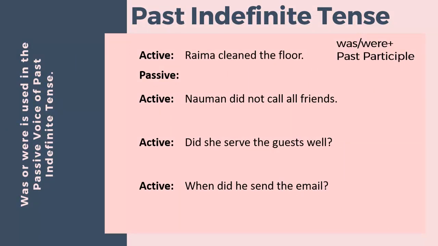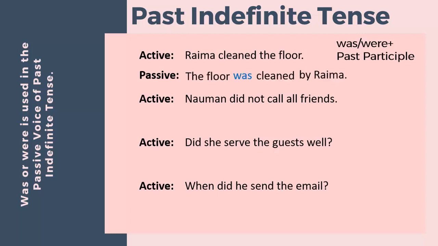In simple sentences of past indefinite tense, we use second form of verb, whereas in negative and interrogative sentences, we use first form of verb with the auxiliary verb did. You already know that we use was and were in the passive sentences of past indefinite tense. Let's convert these sentences. Raima cleaned the floor. The floor was cleaned by Raima.